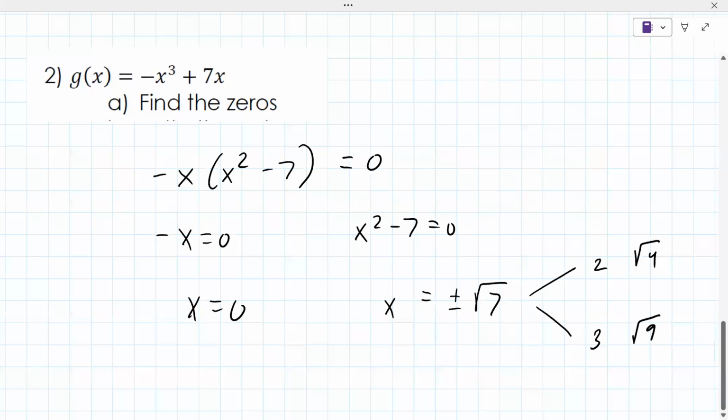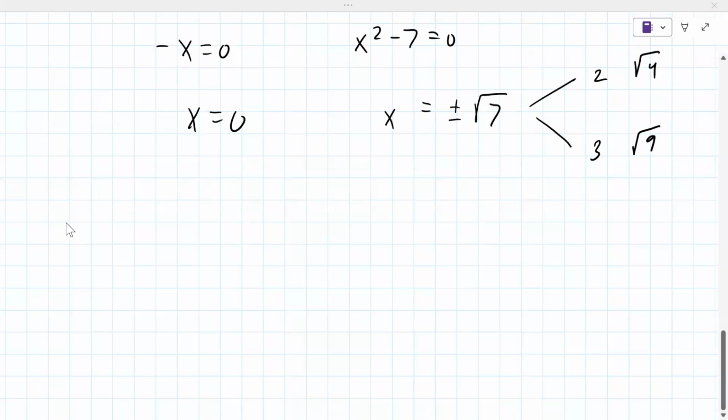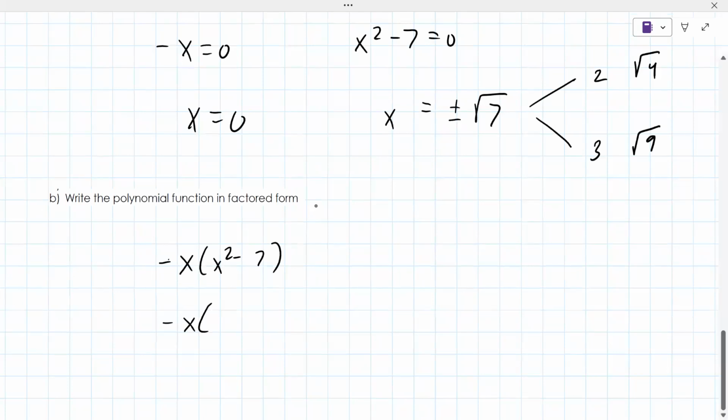All right. So the factored form, which is kind of what we did, I don't know what your teacher wants, but you could write it as we had there, minus x times x squared minus 7. I think you could also write it as x minus square root of 7, x plus square root of 7. You might check to see which one they want.